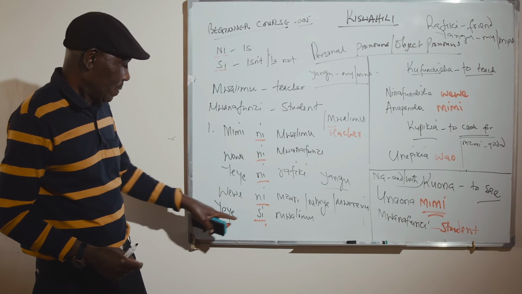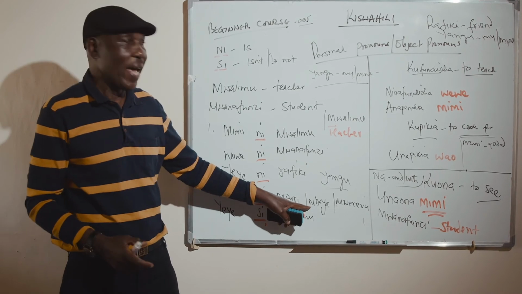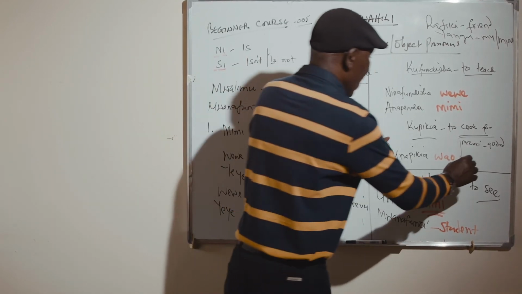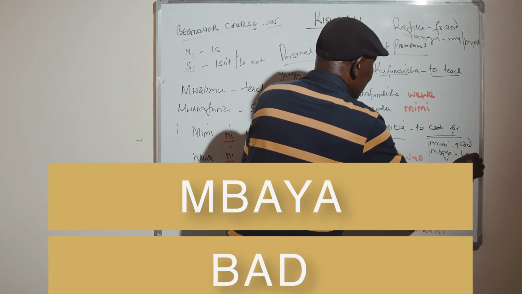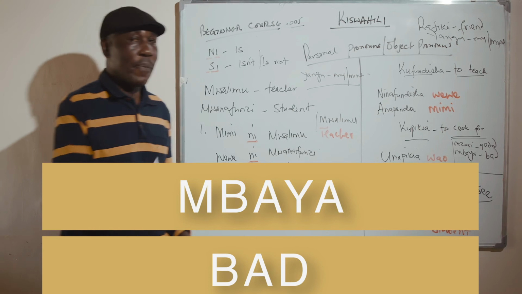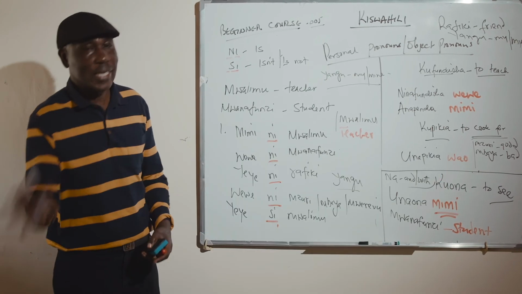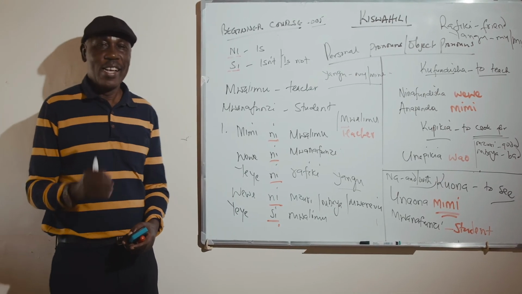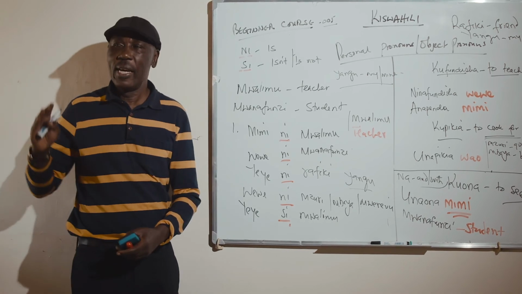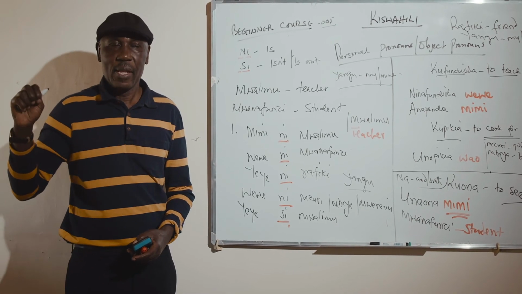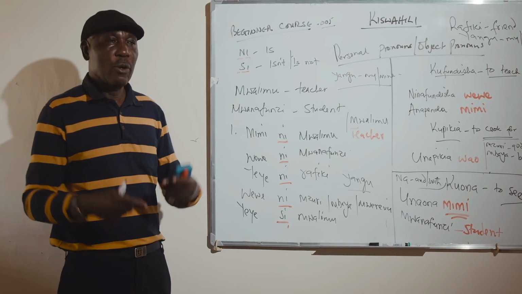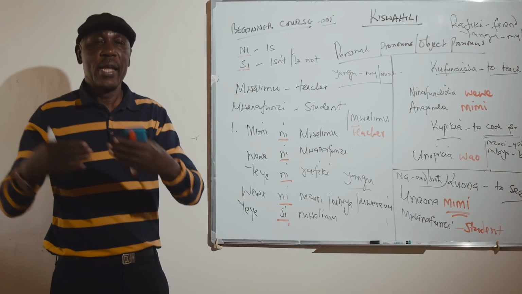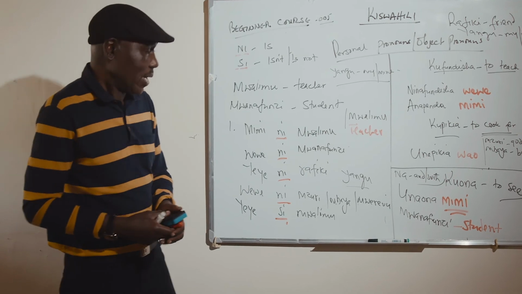I would also say, wewe ni mbaya. Okay, there's mzuri and there's mbaya. Mbaya is bad. So if I say, wewe ni mbaya. Wewe ni mbaya sana. You're very bad. Wewe ni mbaya. I would say, yeye ni mbaya. I would say, mimi ni mbaya. So, I would say, mimi, wewe, yeye, ni mbaya.